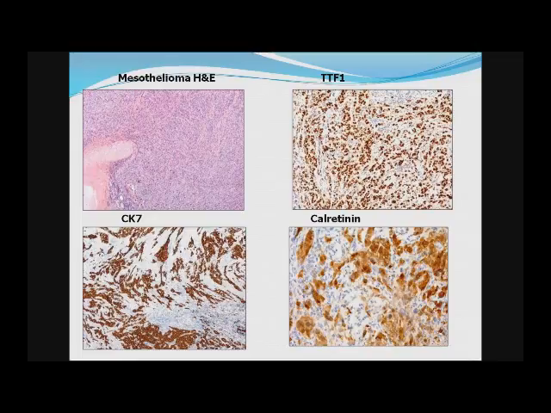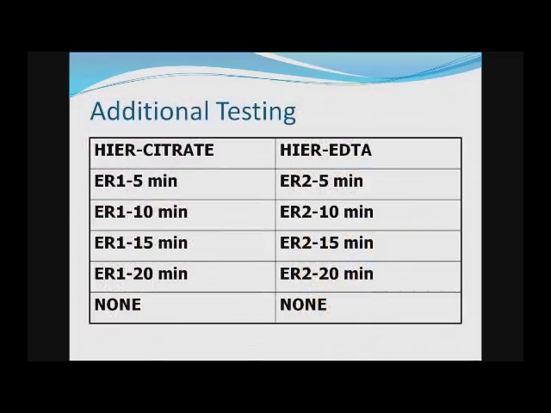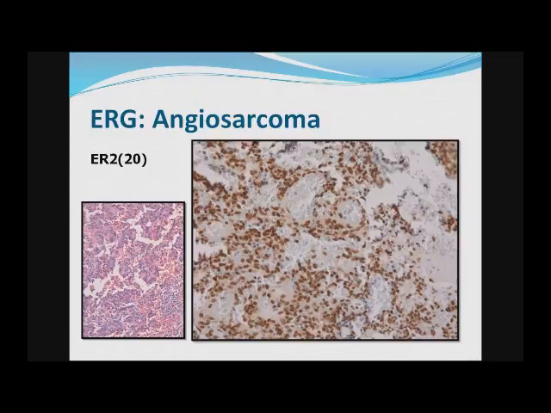The CK7 was positive, and the calretinin was very, very positive. After we did a lot of additional testing, we tried no retrieval, and we tried citrate, and we tried EDTA for a variety of minutes, and the tumor stayed positive. We purchased a new antibody from a different vendor. This is not vendor specific, but it was from a different vendor, and the tissue was negative.